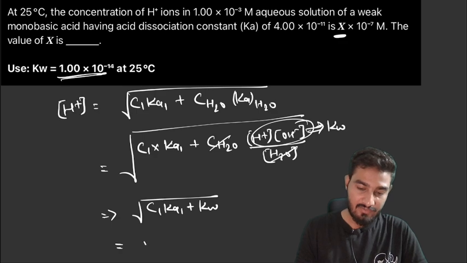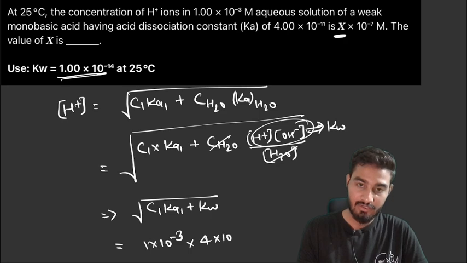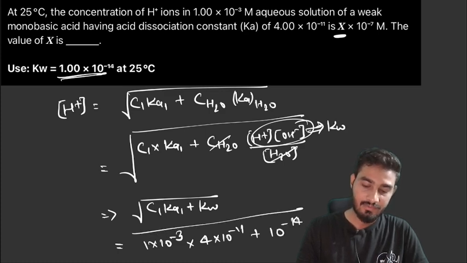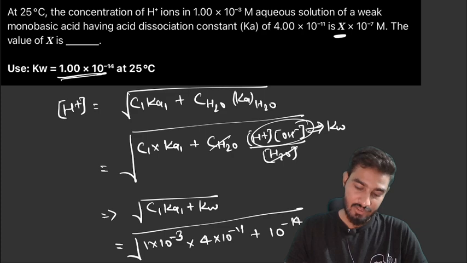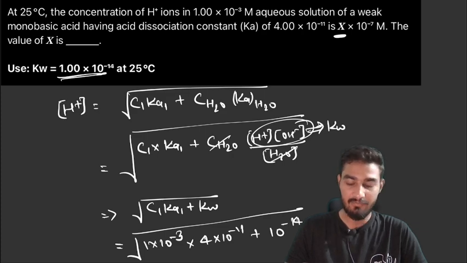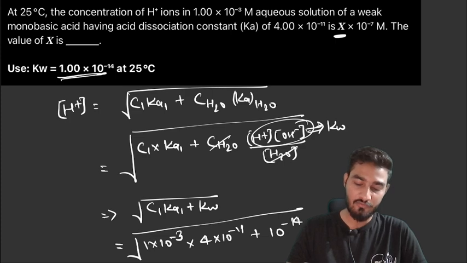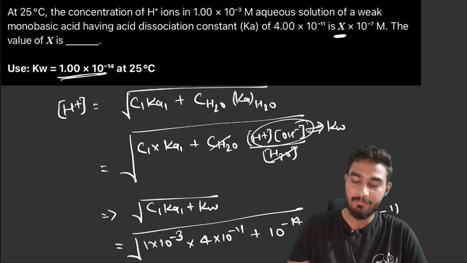The values given are 1 into 10 to the power minus 3 into 4 into 10 to the power minus 11, plus 10 to the power minus 14. If we solve this, minus 11 minus 3 gives minus 14. 4 plus 1 is 5. So it will come out 5 into 10 to the power minus 14, and root 5 is approximately 2.23 into 10 to the power minus 7.